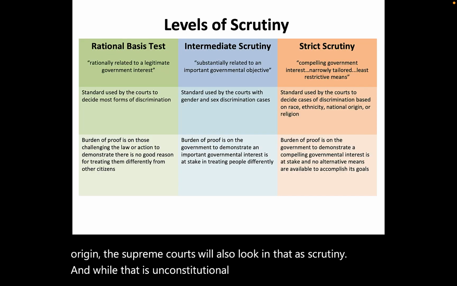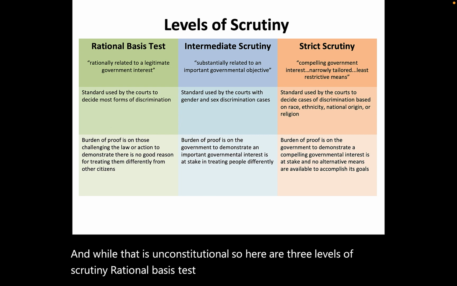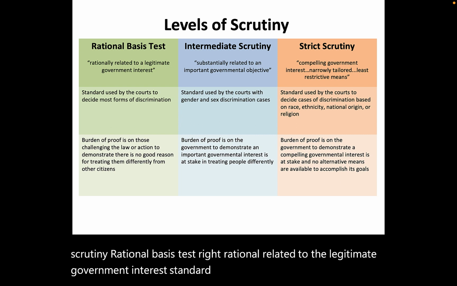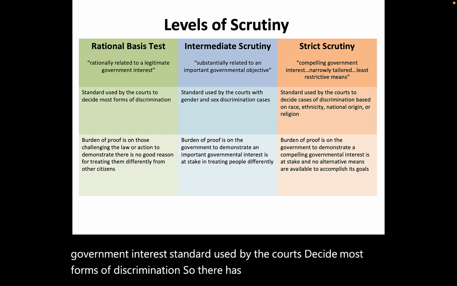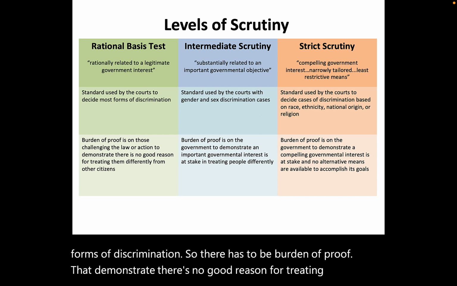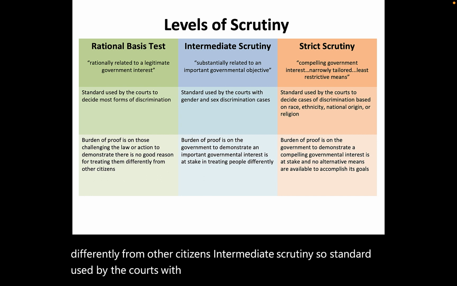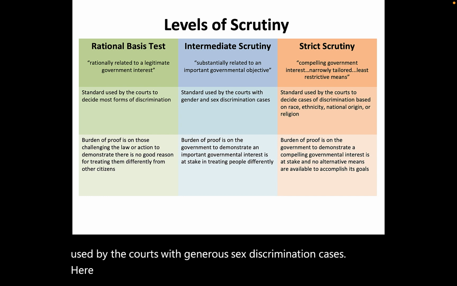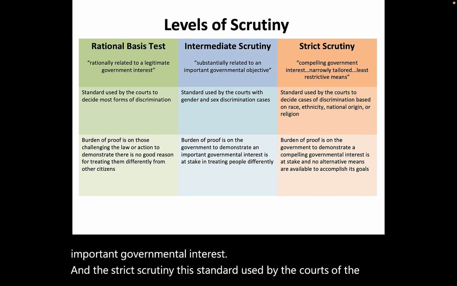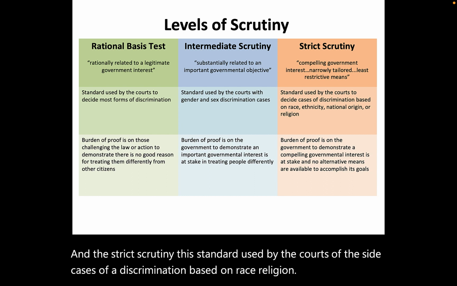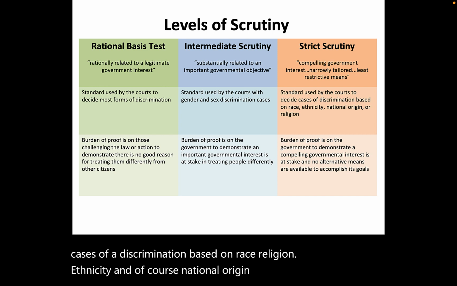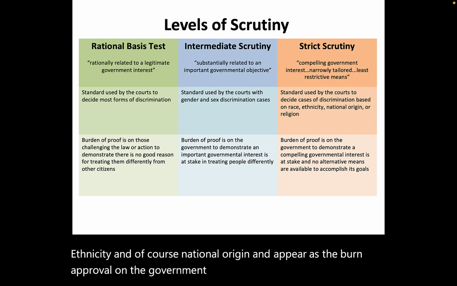So here are the three levels of scrutiny. The rational basis test: the law must be rationally related to a legitimate government interest. This is the standard used by the court to decide most forms of discrimination, and there has to be a burden of proof demonstrating there's no good reason for treating them differently from other citizens. Intermediate scrutiny is the standard used by the courts in gender and sex discrimination cases. Here, the burden of proof is on the government to demonstrate an important governmental interest. And strict scrutiny is the standard used by the courts to decide cases of discrimination based on race, religion, ethnicity, and national origin. Here as well, the burden of proof is on the government to demonstrate a compelling government interest.